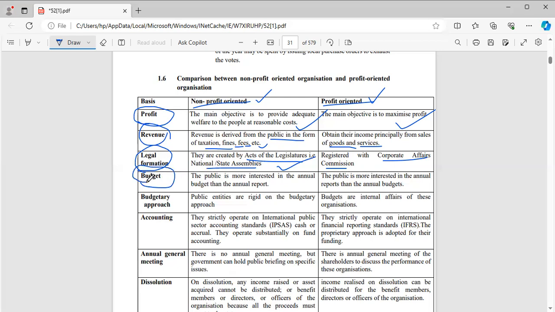Let's pick one more. Let's check budget. Under non-profit organizations, the public is more interested in the annual budget than the annual report. If you check what is happening now, there's news going on around the federal government budget, state budget. We are more interested in the budget than even the financial statements. But in the private sector, we are more interested in the reports rather than the budgets.